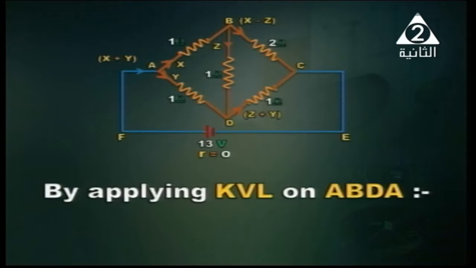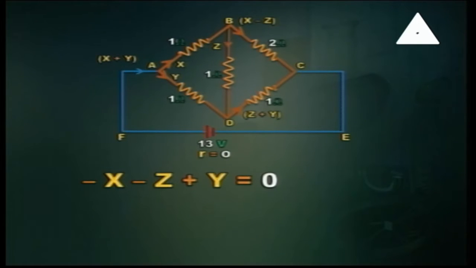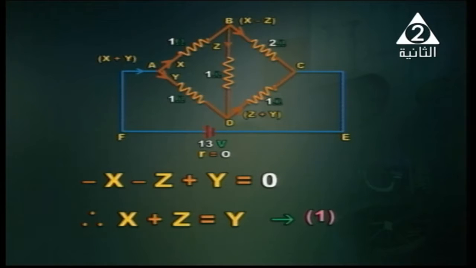By applying Kirchhoff voltage law, KVL, on loop ABDA. Okay. So minus X comes from the product of 1 and X. So minus X minus Z plus Y must be equal to 0. So we can say Z plus X is equal to Y. This is the first equation.